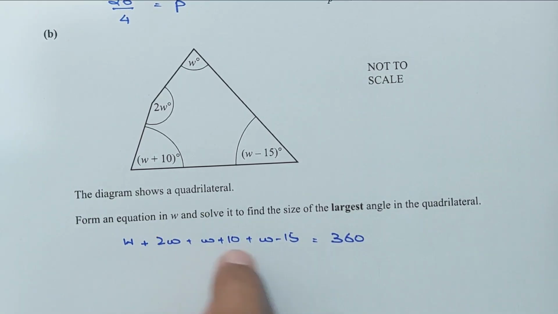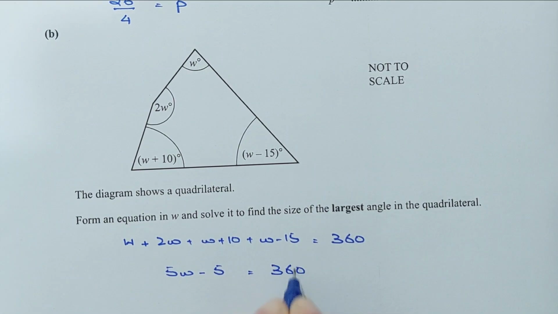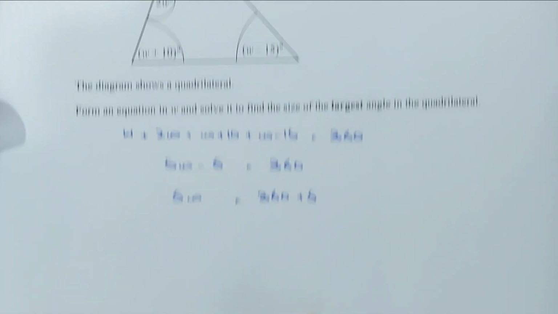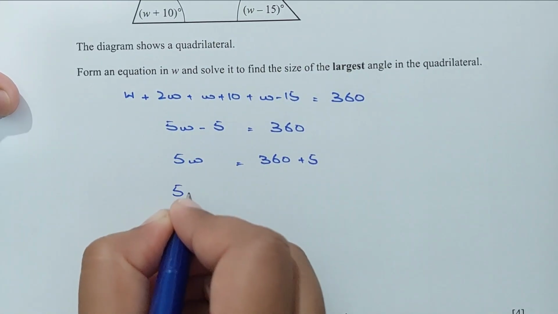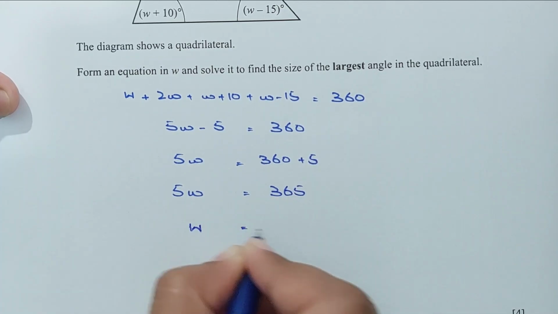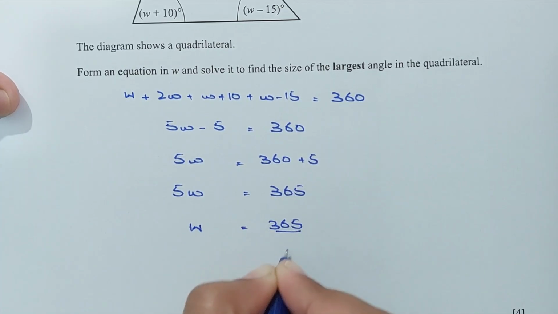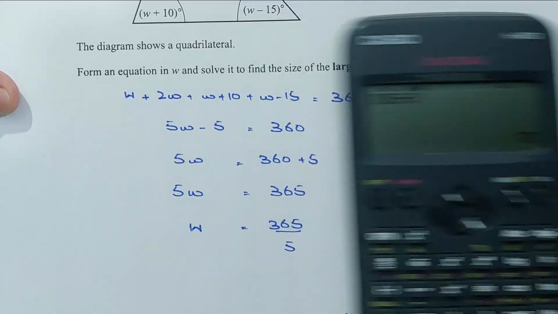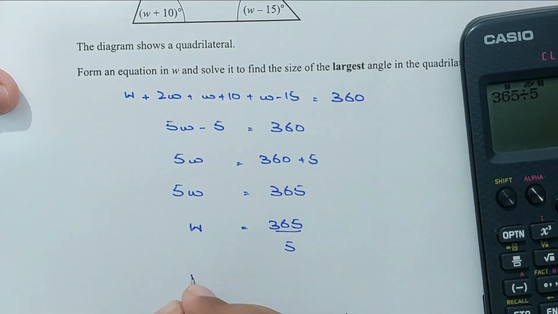1, 2, 3, 4, 5. There are 5 w's and 10 minus 15 is minus 5 equals 360. And we have 5w equals 360 plus 5, which is 365. So 5w equals 365 and w equals 365 divided by 5. So this is 365 divided by 5, which is 73. So w equals 73.